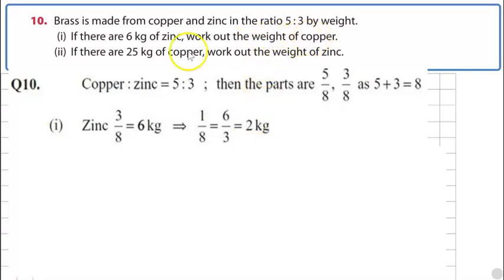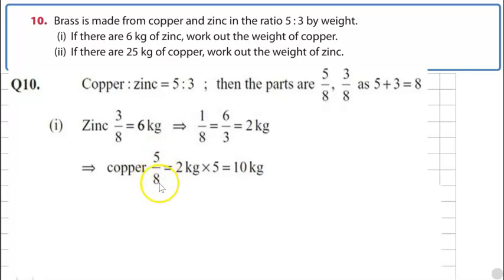And we know that the copper is 5 parts, or 5/8. So we're going to multiply the 2 by 5 to get how many kilograms of copper there is. So copper is 5/8 equal to 2 kilograms times 5, which is 10 kilograms. So if there's 6 kilograms of zinc, there must be 10 kilograms of copper to be in the ratio of 5 to 3.